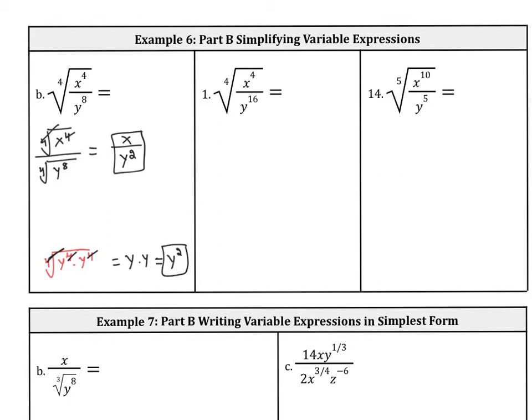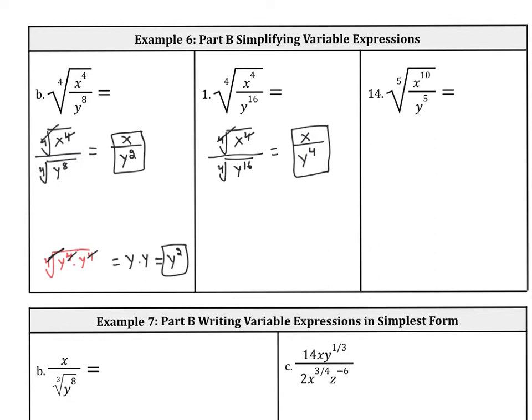Similarly, for number 1, you're going to make them into separate radical symbols, and what you get is: the 4 cancels with 1 over 4, free the x, and this means 16 divided by 4. So 16 divided by 4 is going to be y to the power 4. So x over y to the power 4.